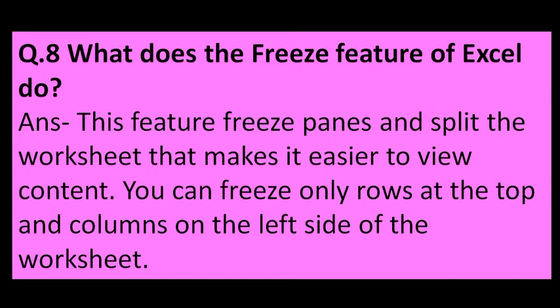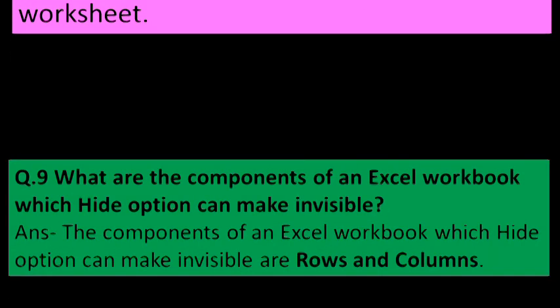Question number 8. What does the freeze feature of Excel do? So this feature freezes panes and splits the worksheet, which makes it easier to view content. You can freeze only rows at the top and columns on the left side of the worksheet. Understand this very carefully. Okay, so you can freeze only rows at the top and columns on the left side of the worksheet.